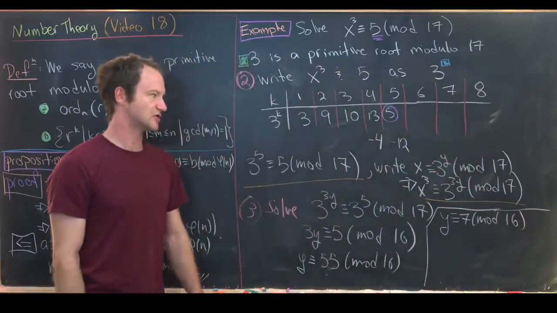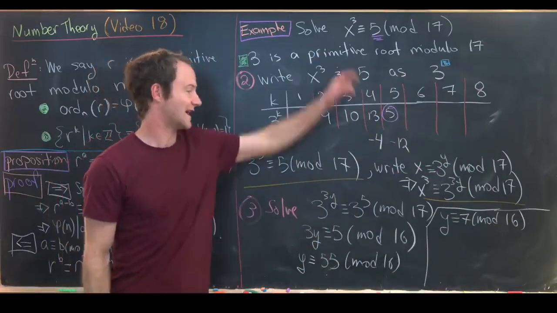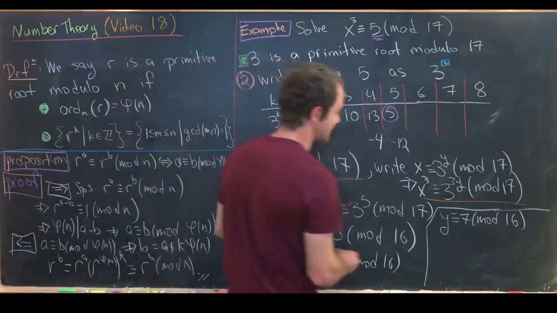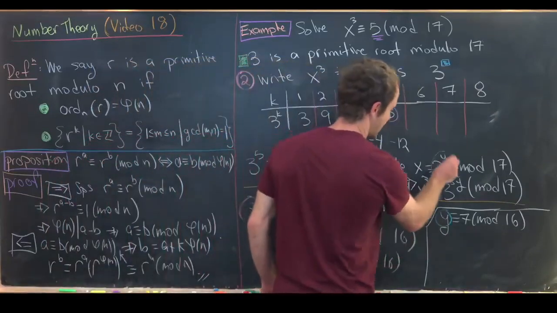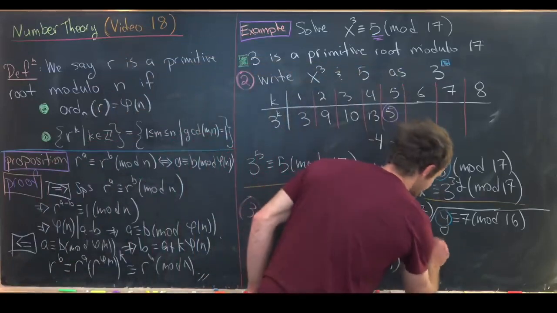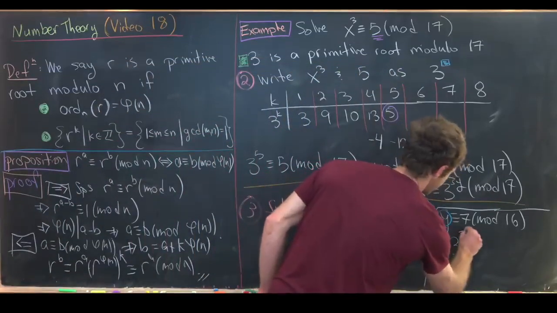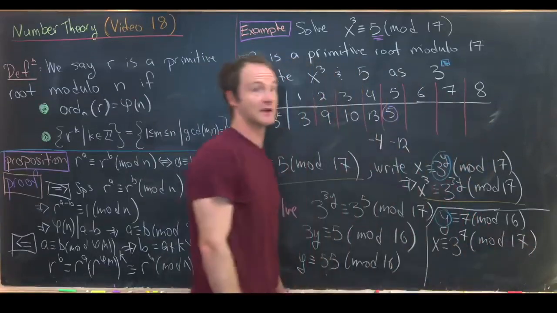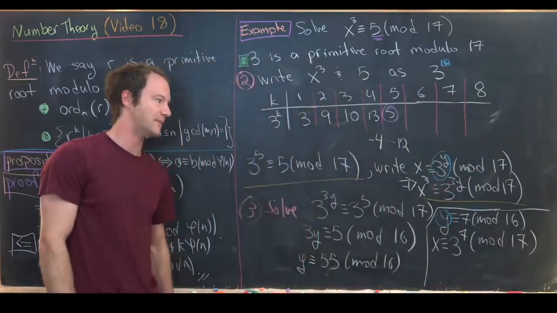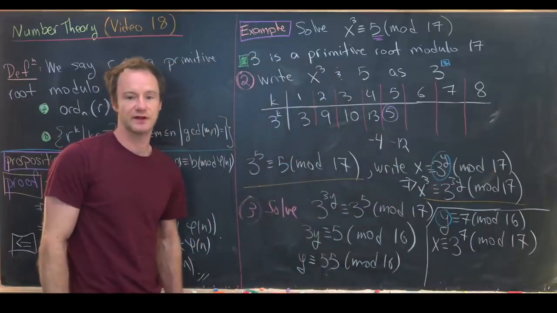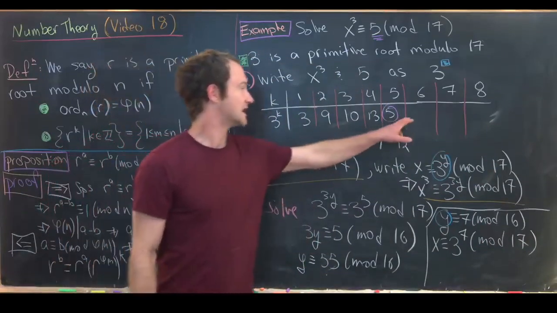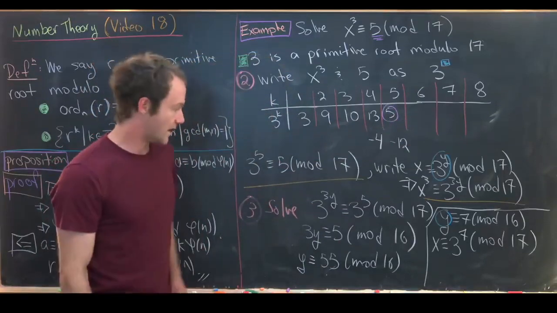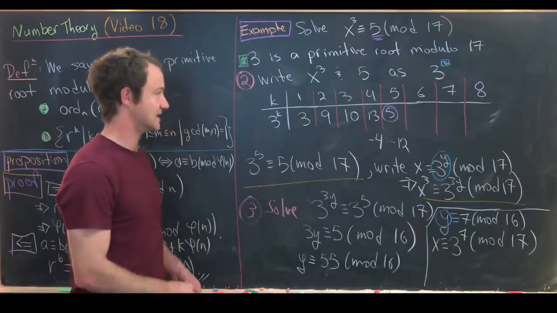But that's not our original goal. Our original goal is to find x. Well, how could we find x? Well, we take this value for y and plug it in up here. So that means x is congruent to 3 to the 7 mod 17. We're working mod 17, mod the base instead of mod the exponent. But now we can continue our chart here to figure out what 3 to the 7 is.